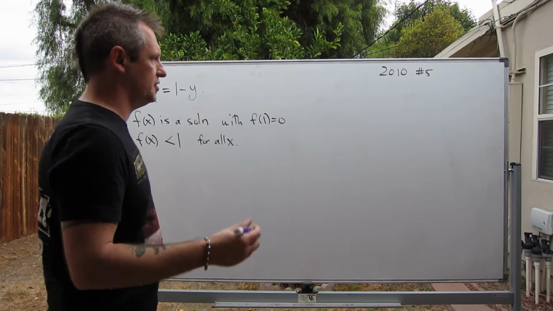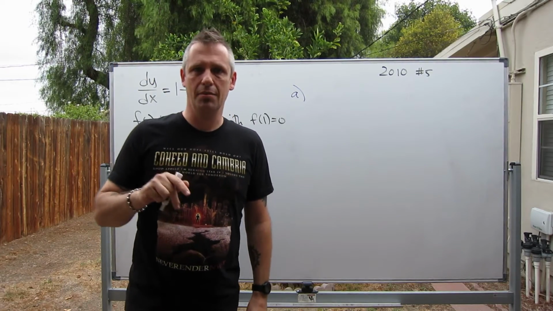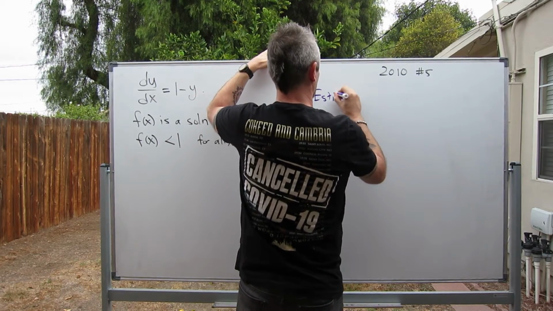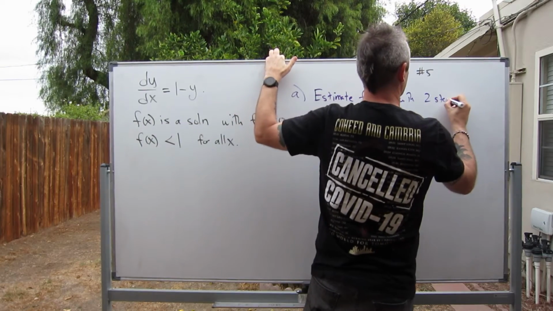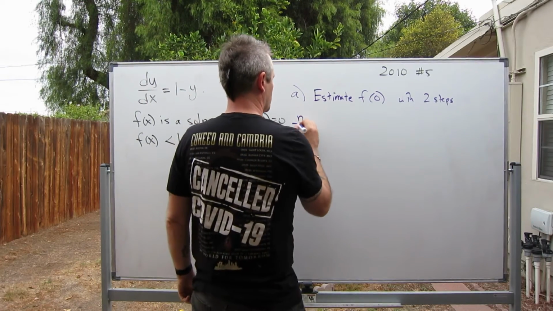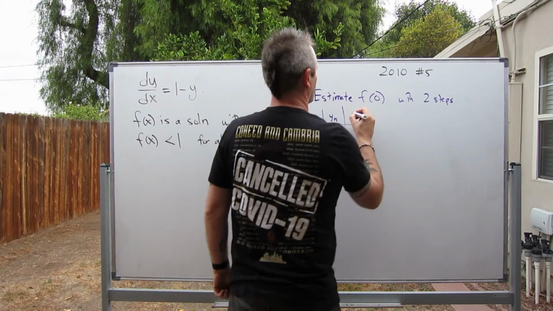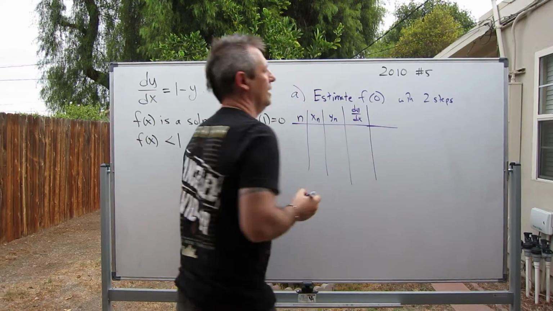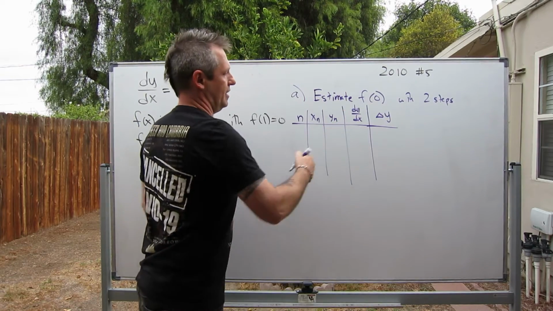So part A asks us to use Euler's method with 2 steps to estimate f of 0. So we want to estimate f of 0 with 2 steps. Okay, so this is no big deal. I like to make a little chart to help me out here. So n, we've got x sub n, we've got y sub n, we've got dy/dx. Then I multiply that by a delta x to find out what delta y is.